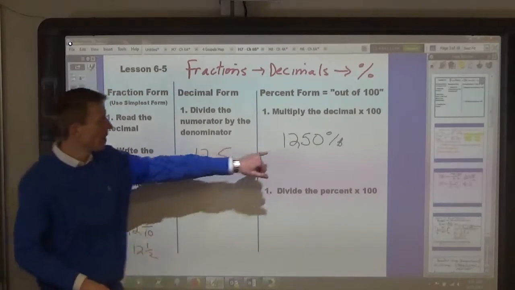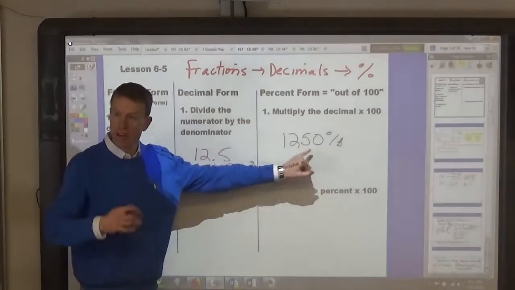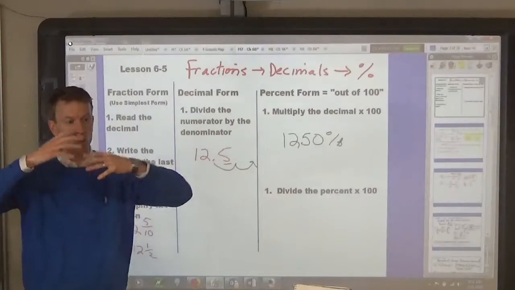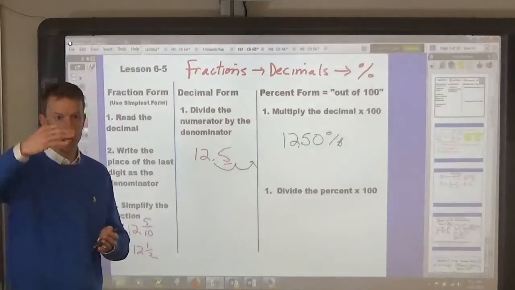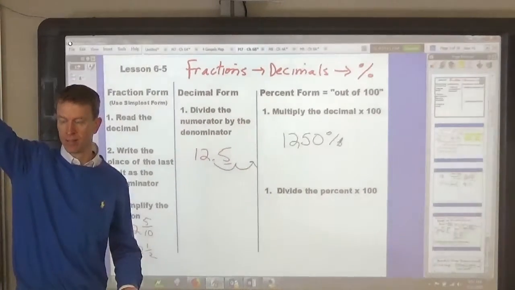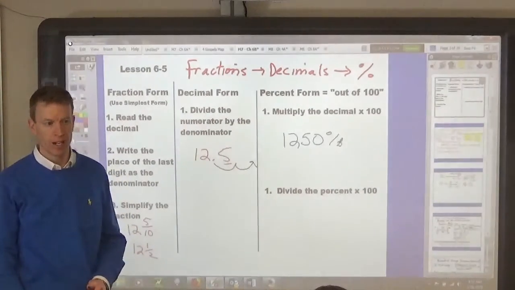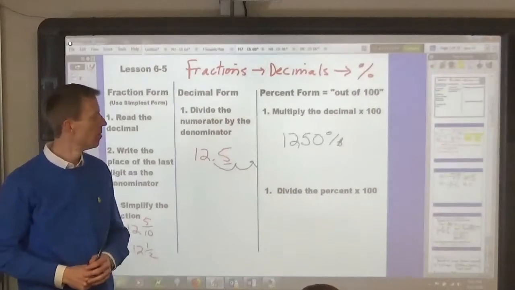You can have 1,250% growth in something. So it just grows by a lot. Okay? That's what that means.